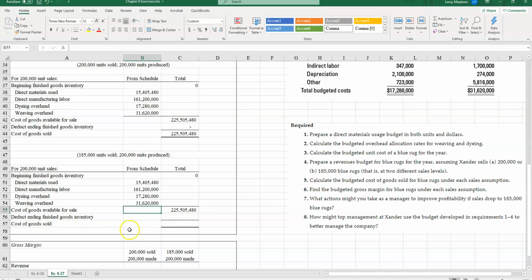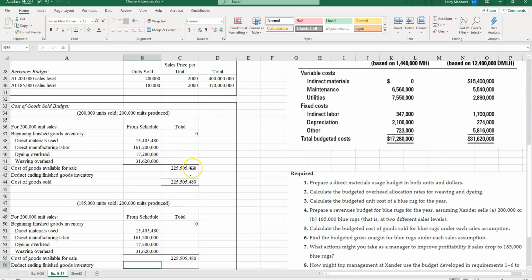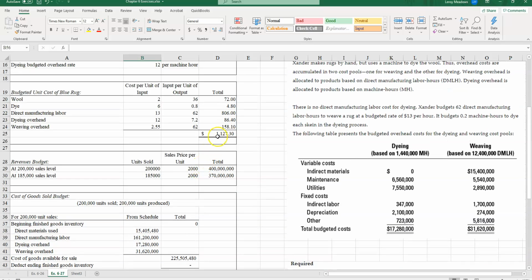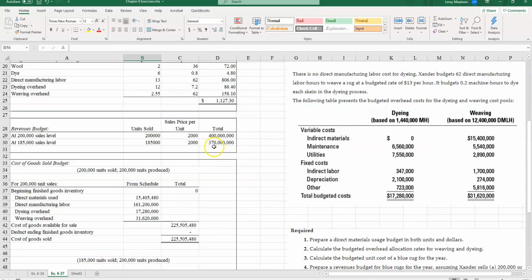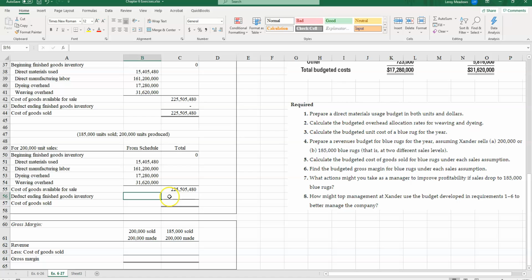However, now I need to figure out how much money do I have in finished goods inventory. What am I going to do? Well, I can take my cost per unit, which is what we determined up here, $1,127.30, and multiply that by how many units am I going to have in finished goods inventory if I produce 200,000 units and I only sell 185,000 rugs. I'm going to have 15,000.